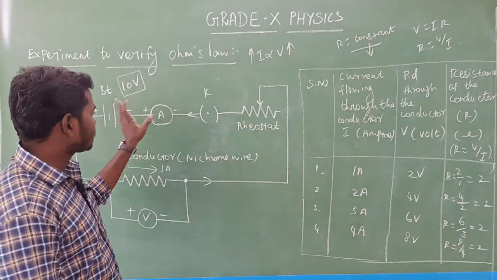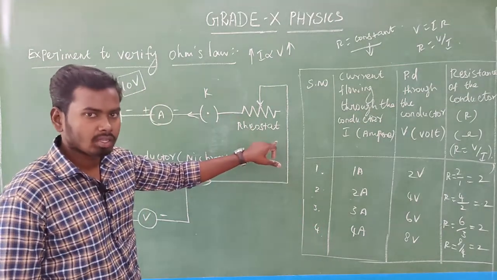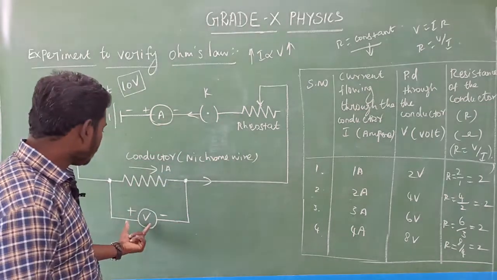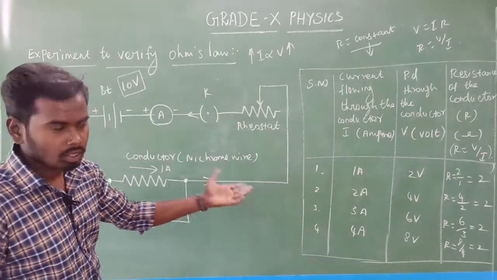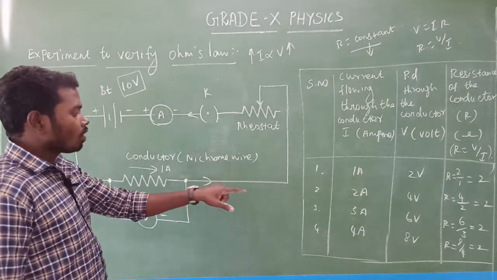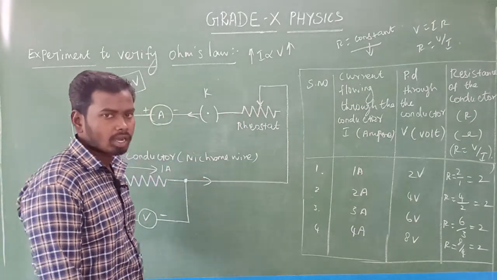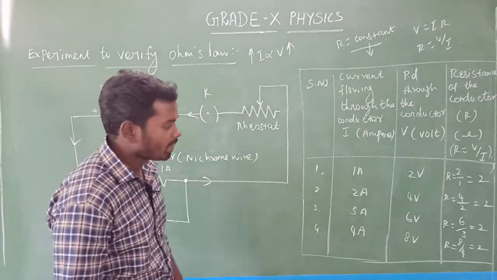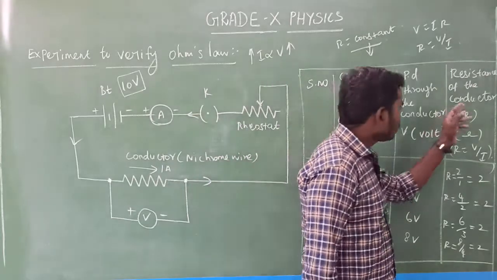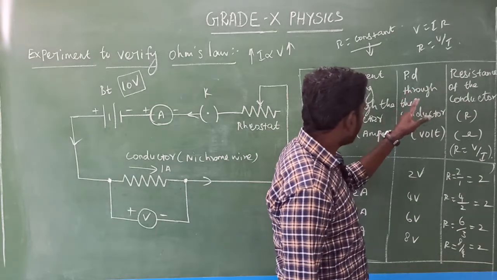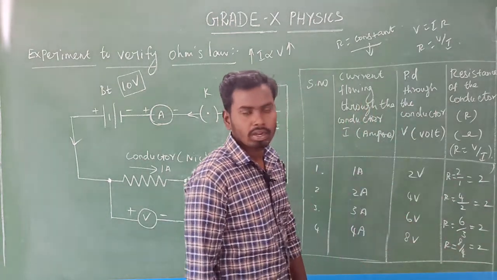Yes. If you set 3 ampere current in the ammeter, by adjusting the rheostat, the potential difference value may be 6 volt. 6 volt, yes. If you set 4 ampere current by adjusting this rheostat, the potential difference value may be 8 volt. How much? 8 volt, yes. So if you find out the resistance for each and every potential difference and current, we can get the constant value of the resistance.